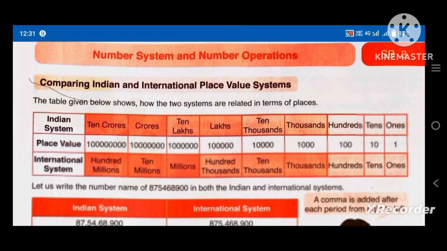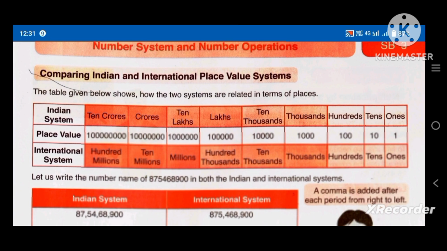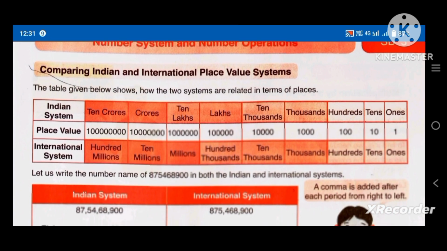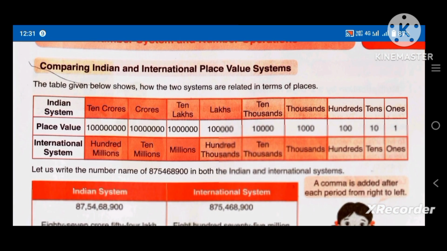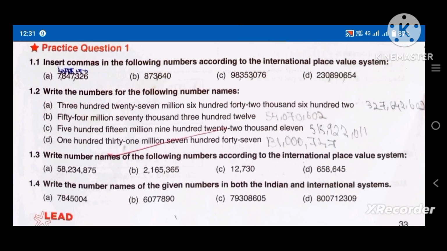Number system and number operations. 5th class active math. Lead app book term 1 part 1. Practice question number 1.